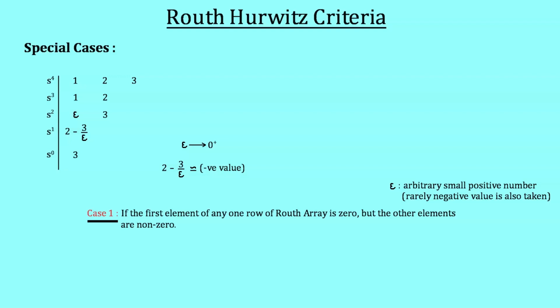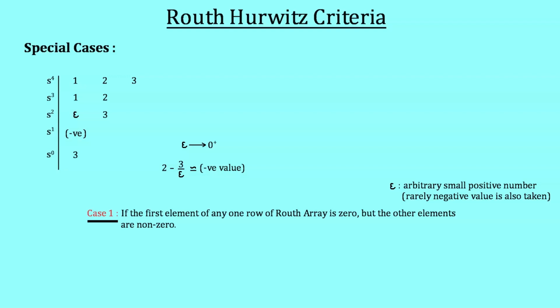It is 2 minus 3 upon epsilon, where epsilon is a very small value tending towards 0 and is positive. After calculating, you can simply say this expression will give a negative value. There is no need to calculate the exact value. You can simply put negative in the Routh table.